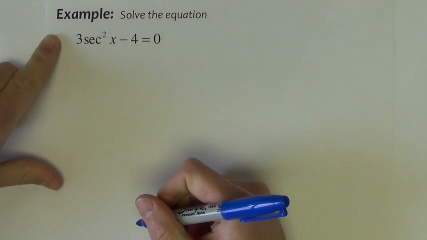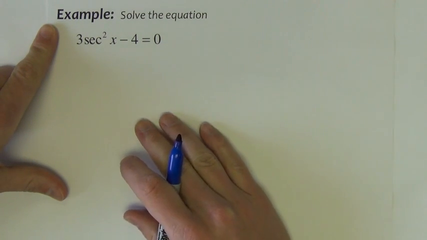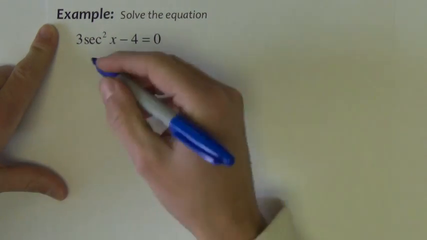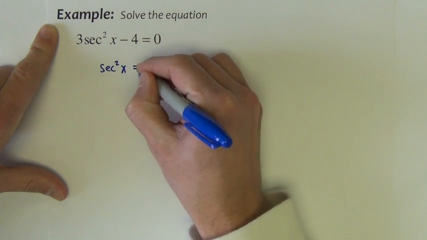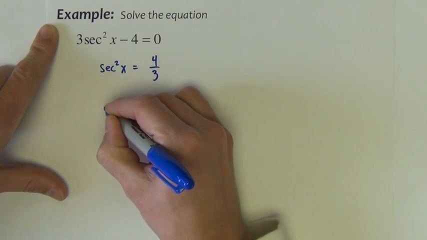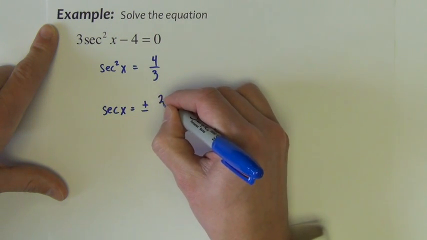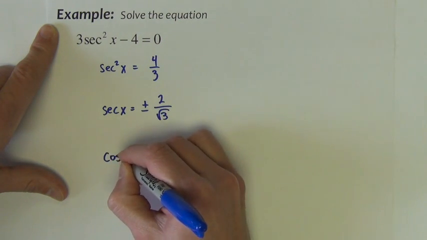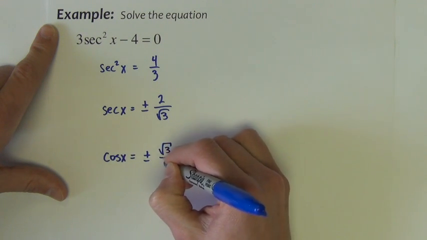Next example, 3 secant squared x minus 4. We actually just saw the exact same problem. I think maybe it was 2 slides ago that equation resulted, and we finished it. Let's just pick up there. This would be the same as, I'll show just a couple steps, secant squared x would equal 4/3. Take the square root. Secant x is plus or minus 2 over square root of 3, which is the same as cosine x equals plus or minus square root of 3 over 2.